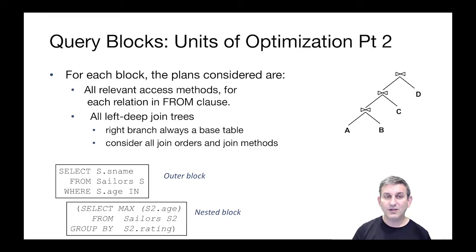All right, another thing to note. Within a block, the plans that we're going to look at are all the relevant access methods for the base tables for each relation in the from clause, and then all left deep join trees. These are join trees where the right branch is a base table, and you see that in the upper right here. That's a left deep query plan. We're going to look at all of these left deep join trees, and consider all the join orders and all the join methods that we could do in a left deep fashion. That's the System R optimization space.